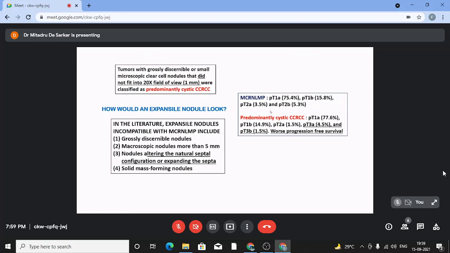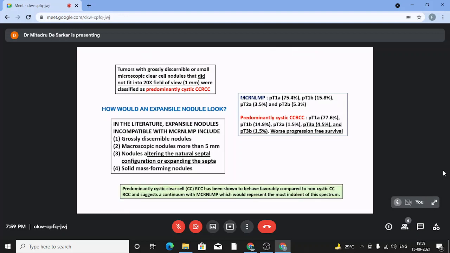A little bit of talk about why we need to hair split a bit between MCR NLMP and a predominantly cystic clear cell RCC: the T3 stage presentation is more often seen in the case of the predominantly cystic clear cell RCC, and so there is a slightly worse progression-free survival in those cases. Having said that, both the MCR NLMP and the predominantly cystic clear cell RCC have an overall better prognosis compared to the usual conventional non-cystic clear cell RCC.